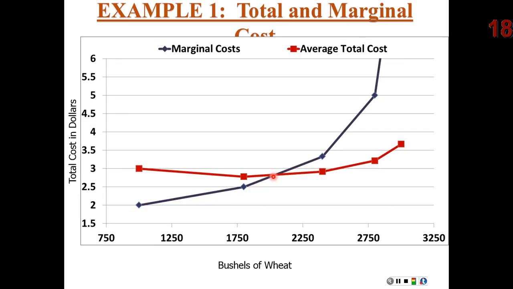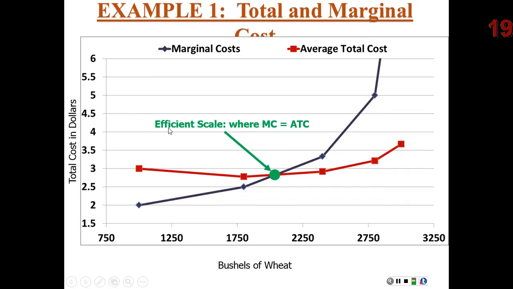So what can you tell me is true about this point? Is it a minimum for average total cost or a maximum? Well, it's a minimum. If it's decreasing to the left and then increasing to the right, this is our minimum of average total cost, which corresponds to where marginal cost equals average total cost. We have a special name for this point: the minimum of average total cost, which we call the efficient scale.